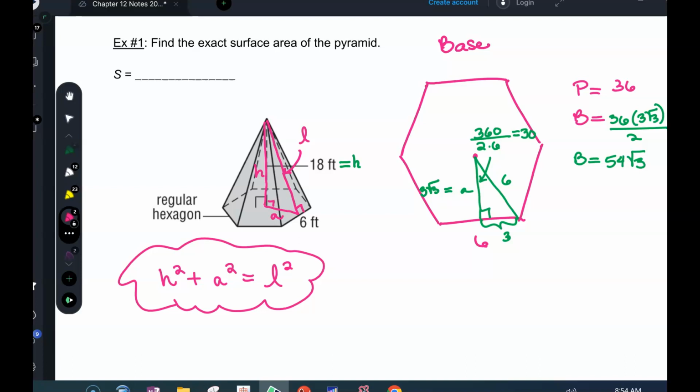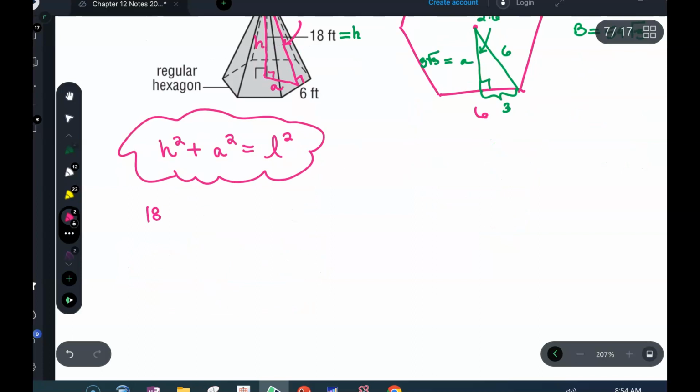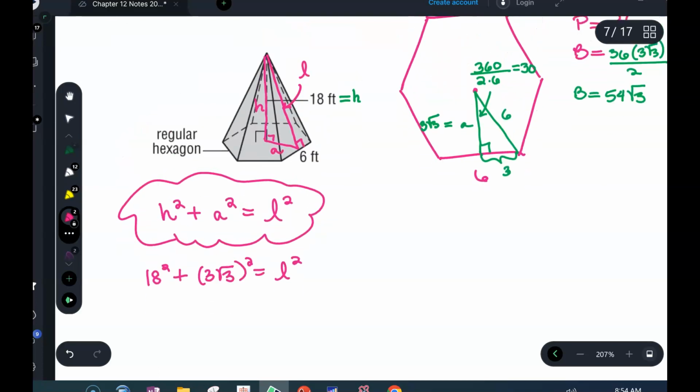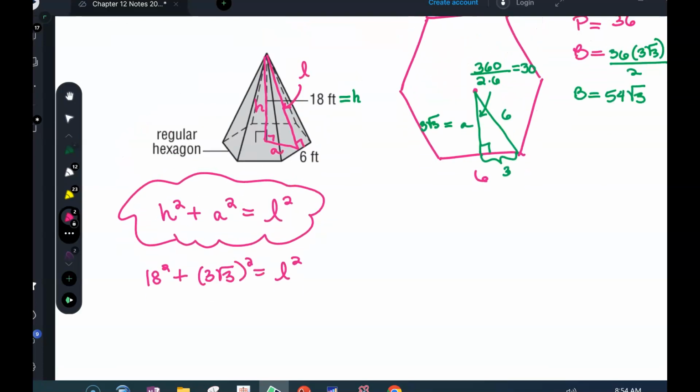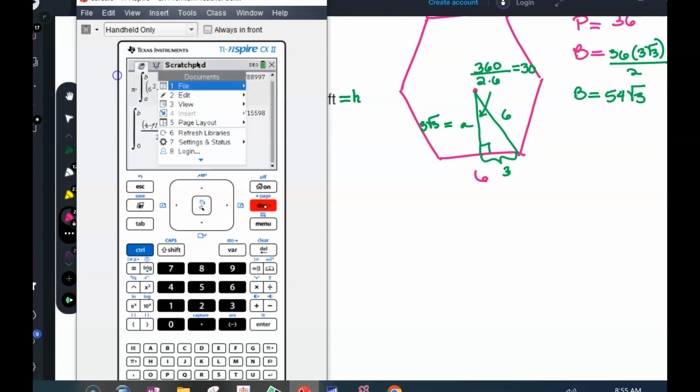So what do we do? What are we missing from our formula? The slant height. Do I know A? 18 squared. So it's going to be 18 squared plus 3 root 3 squared. So what's the height, Max? Didn't we just say H was 18? Okay, 18 squared plus 3 root 3 squared. Did you add it all together? No. I think it's 3.